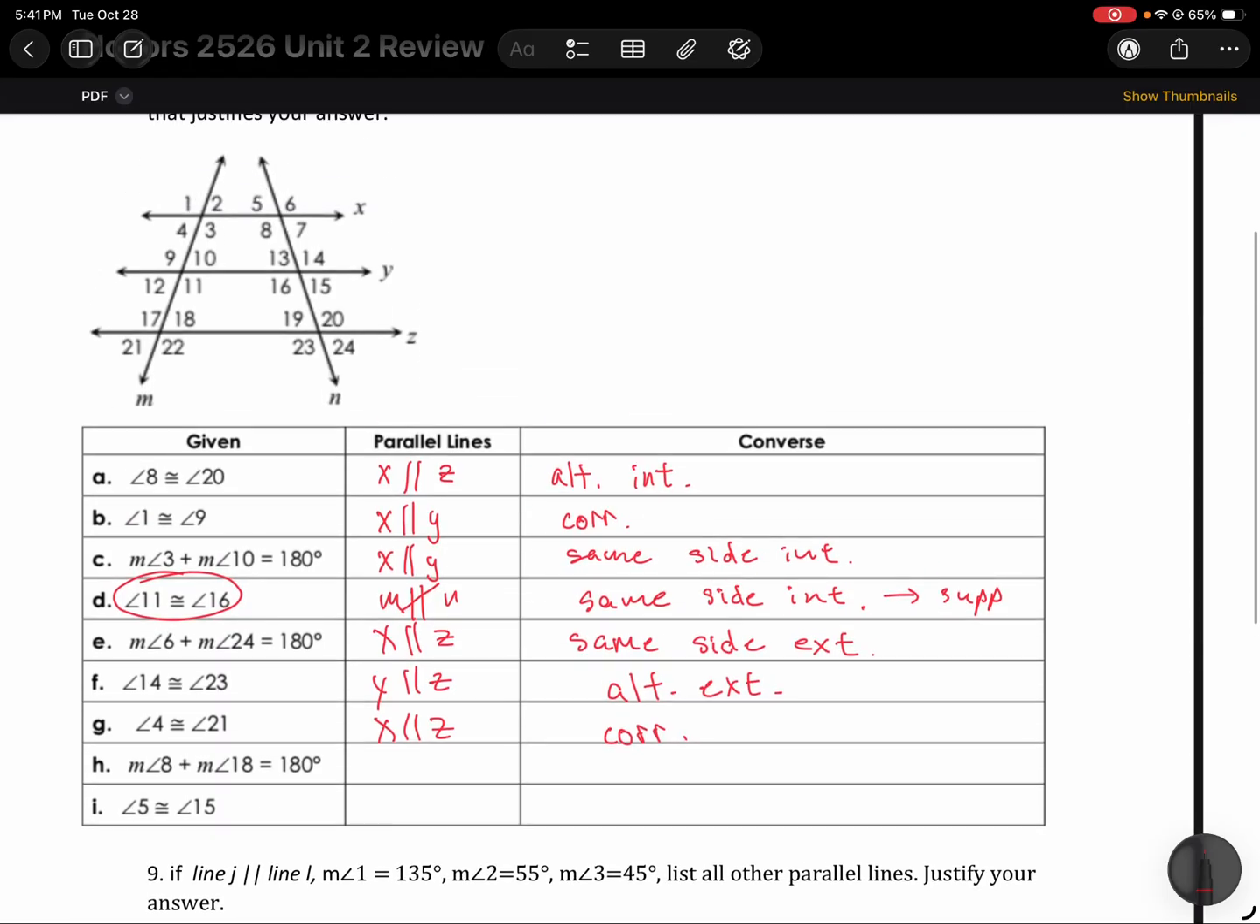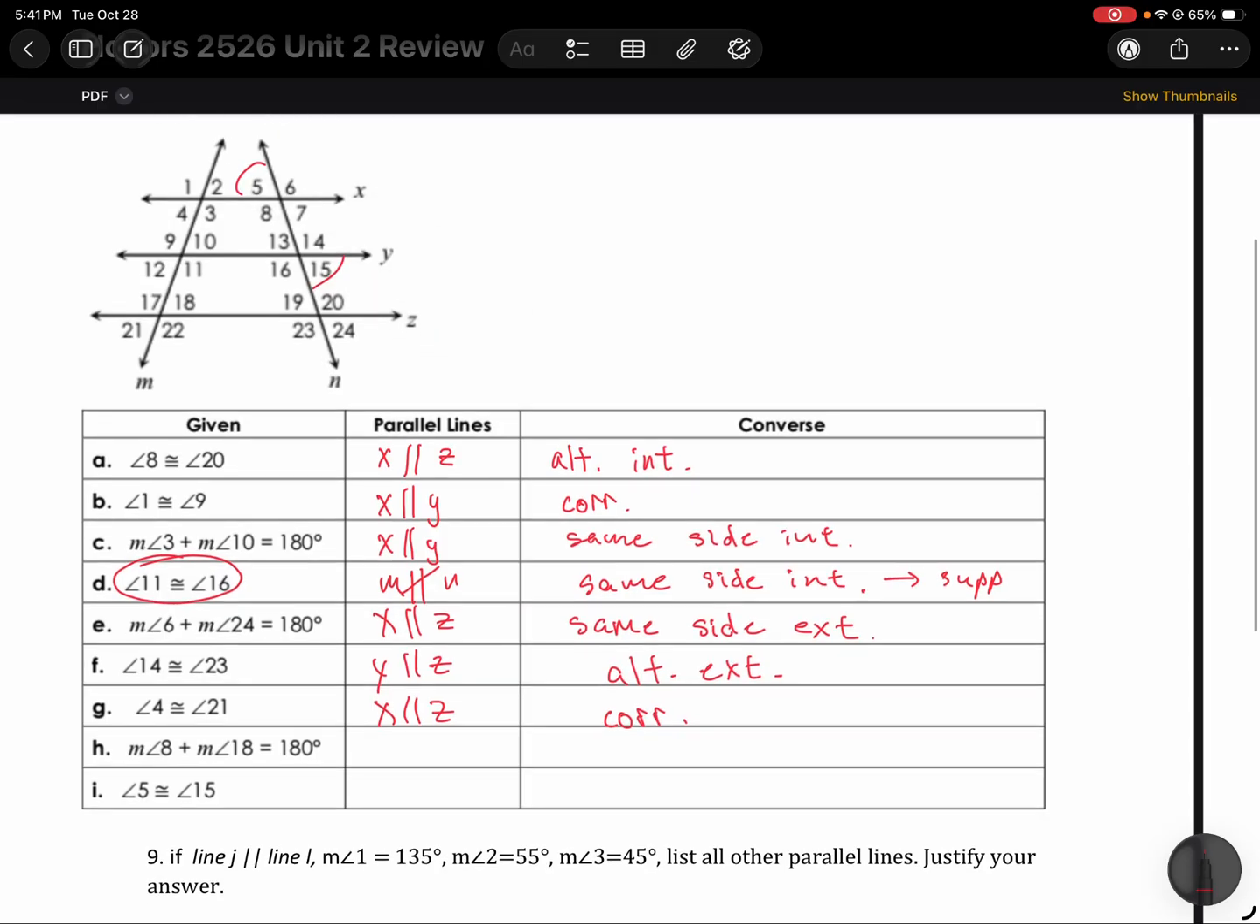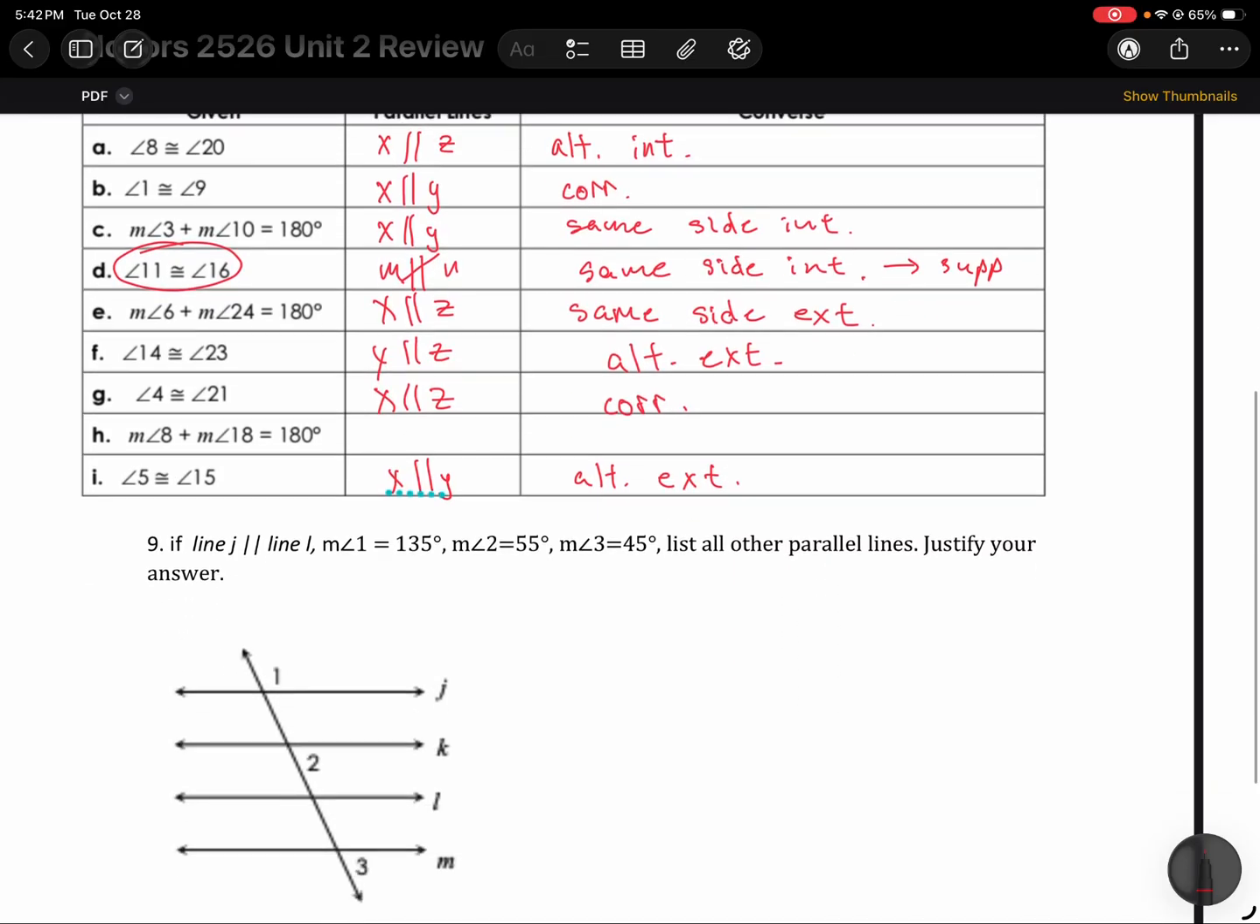5 and 15 are in fact congruent, and they use lines Y, X, and N. So X and Y would be parallel because these are alternate exterior. Oops, I'm writing on the wrong line. X and Y are parallel because these are alternate exterior angles. Okay, finally done with that one.